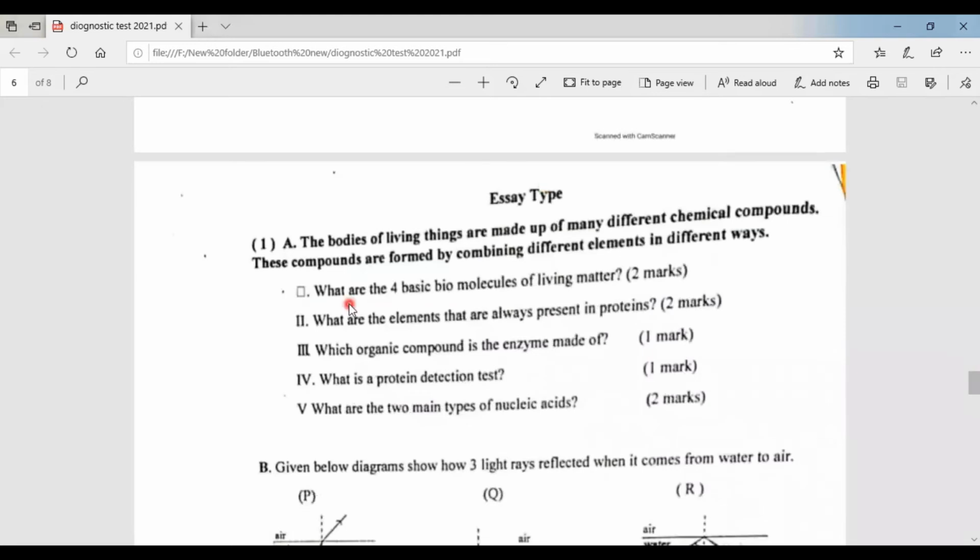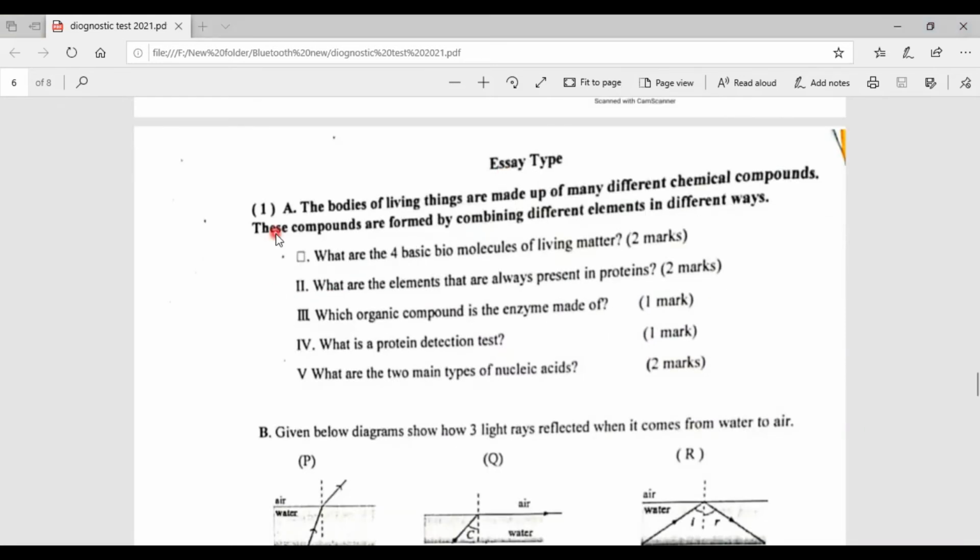Now the essay type questions. The bodies of living things are made up of many different chemical compounds. These compounds are formed by combining different elements in different ways. What are the 4 basic biomolecules of living matter? The carbohydrates, proteins, lipids, and nucleic acids. These are the 4 main types of biomolecules.